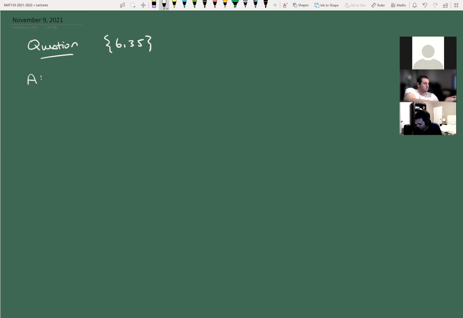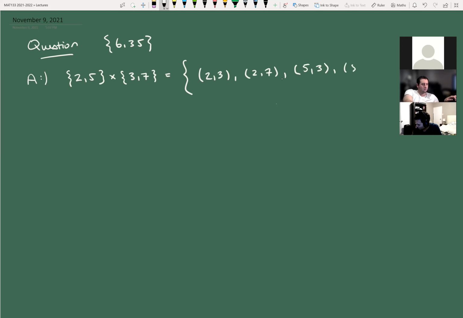Now, the class answered this set, {2, 5} times {3, 7}, okay? But this times does not mean that you take 2 times 3 and 5 times 7. That's not what this means. This is the collection of all possible pairs. Maybe let me write this in a slightly different way. Of all possible pairs where the first number is either 2 or 5, and the second number is either 3 or 7. Okay, does that make sense?